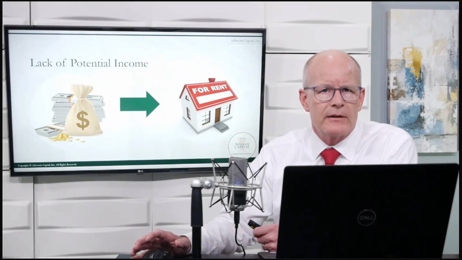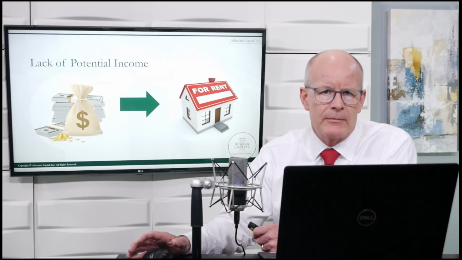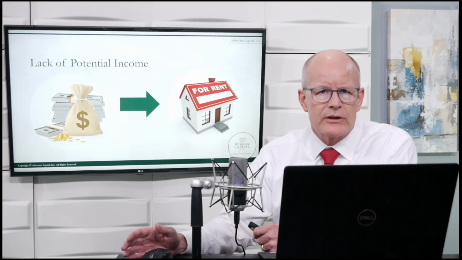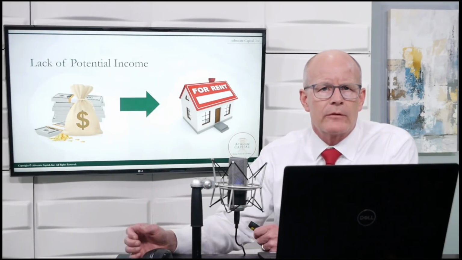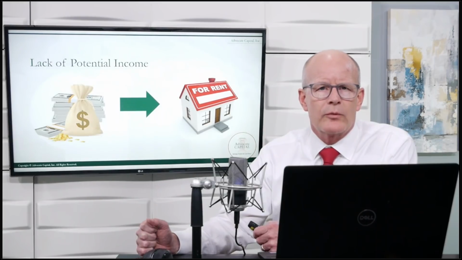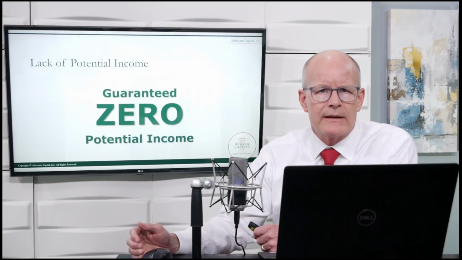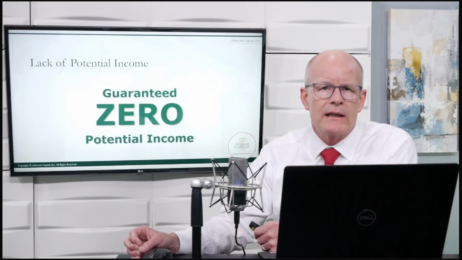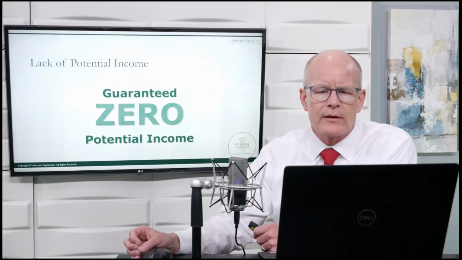So you could find different ways to generate an income stream with your $500,000 of cash if it was outside the law firm and available for your personal use. Of course, when you allow it to be tied up by the law firm, you're guaranteed zero income on that cash. You're never going to have a chance to make any money using that money. So it's a lack of potential income.